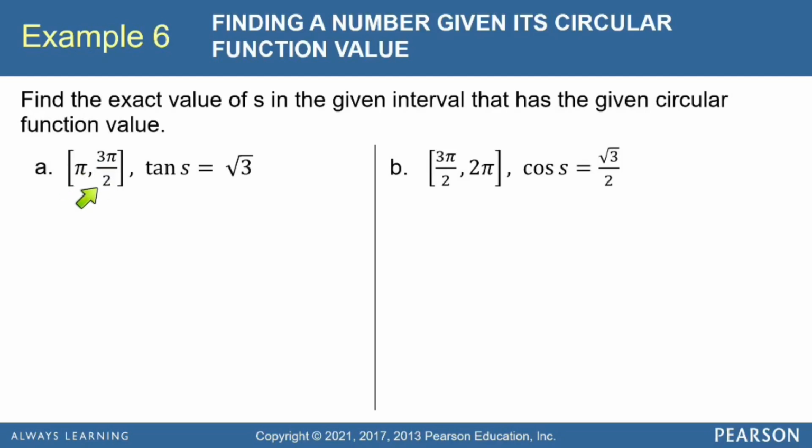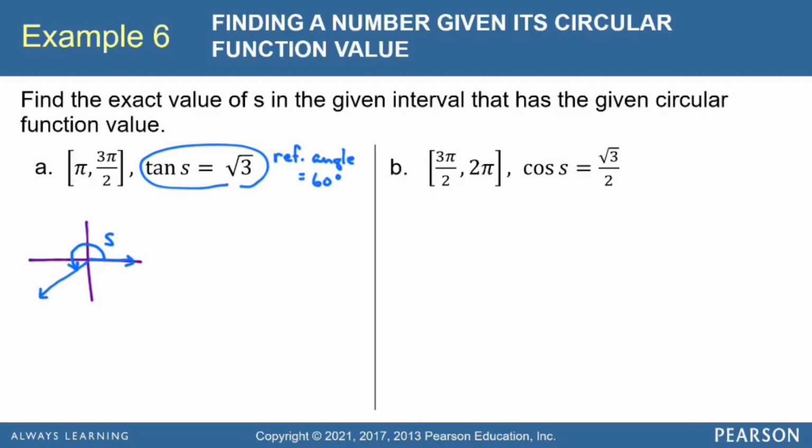Okay, now we've talked about this before, so you already know that the interval from pi to 3 pi over 2 would be the interval from 180 to 270 degrees. So we're talking about a third quadrant angle. Let's go ahead and draw ourselves a diagram. And now we know that the tangent of this angle should be square root of 3. This is one of our memorized tangent values, and so now we know that the reference angle is 60 degrees, so I'll put that right here. And that tells us that the standard position angle is 180 plus 60 degrees, which is 240 degrees.